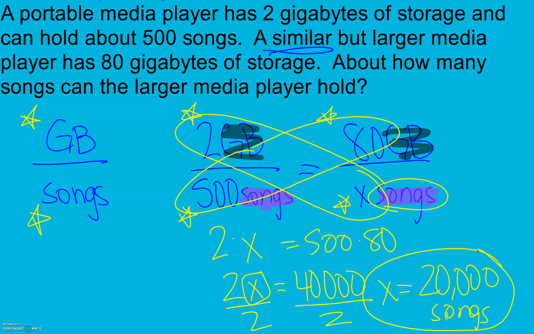And if we plug that in there, 2 over 500 is the same as 80 over 20,000 if we reduce them down. So they do work there. Again, keep in mind, our labels have to be the same. Whatever we do on the top has to be in the top for both. Whatever we do in the bottom has to be in the bottom for both.